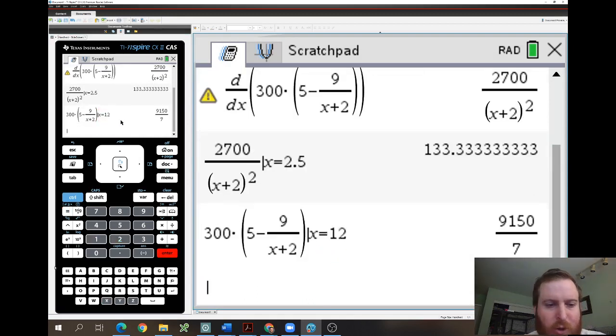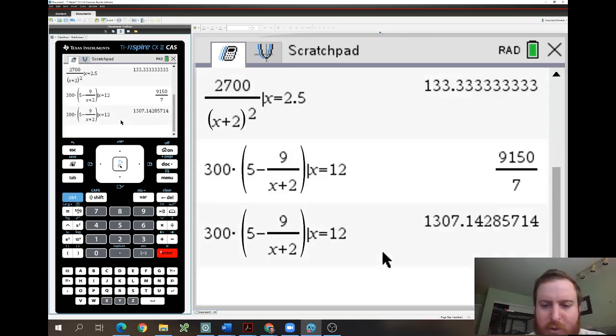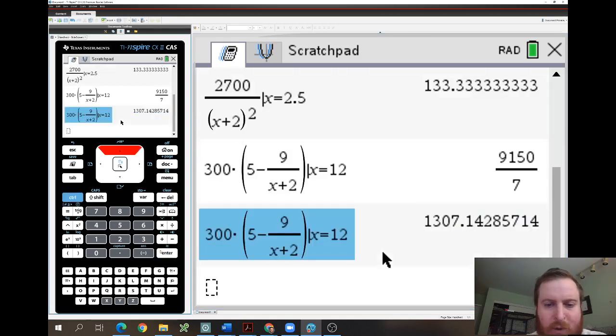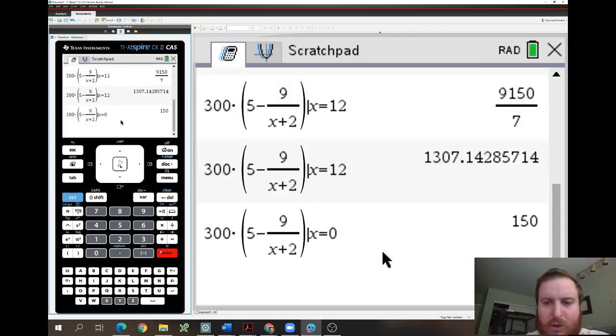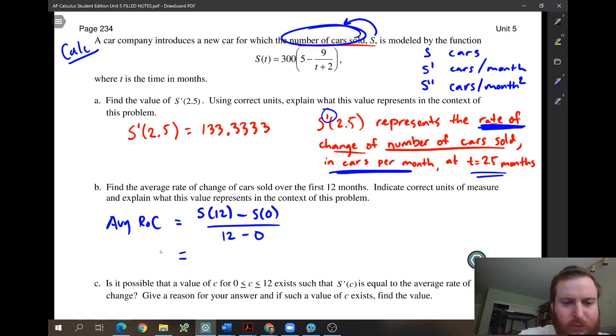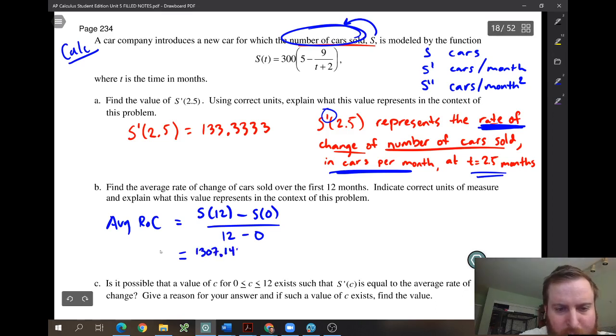And I'm going to do control enter to just get a decimal. I like those better for free response. And at x equals 0, 1307.1429 minus 150 divided by 12 minus 0.